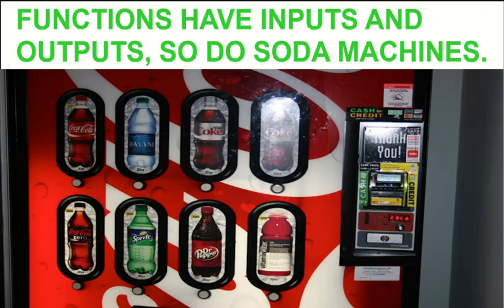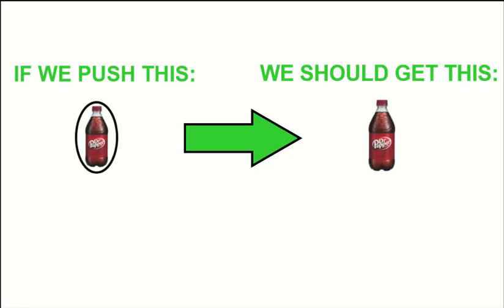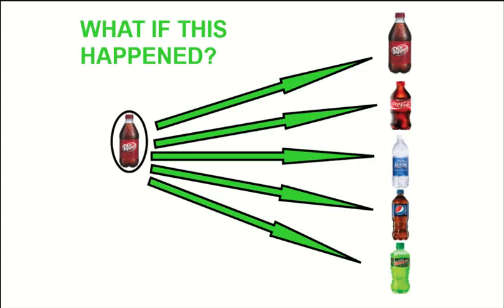On my soda machine, the button we push is the input, the soda that we get is the output. Just like a function, we got input, we got output. So the way a soda machine should work, if I push the button for a Dr. Pepper, I should get a Dr. Pepper, right? If I push the button for Dr. Pepper 5 times and I get a Coke, that ain't working, is it?